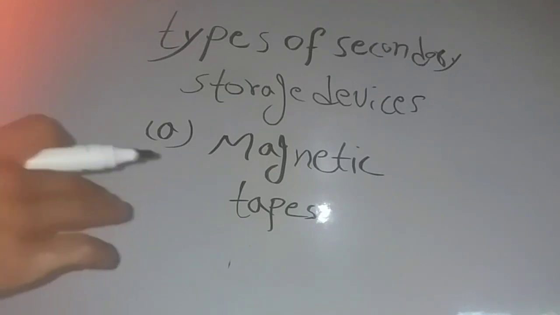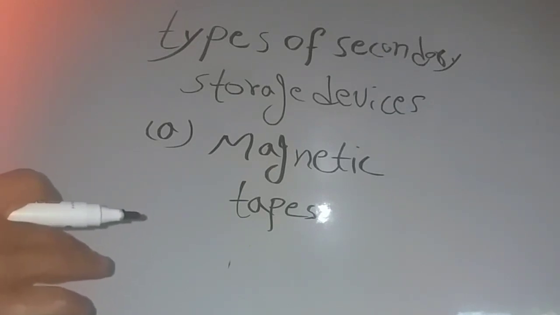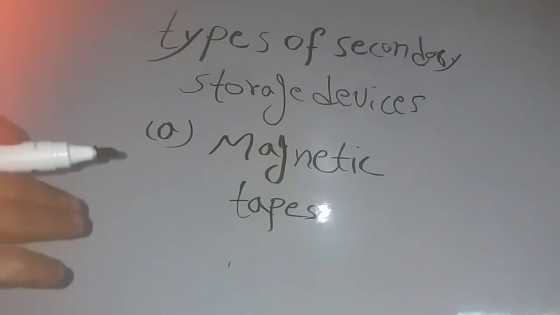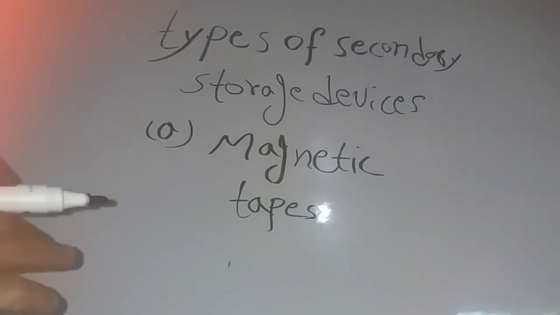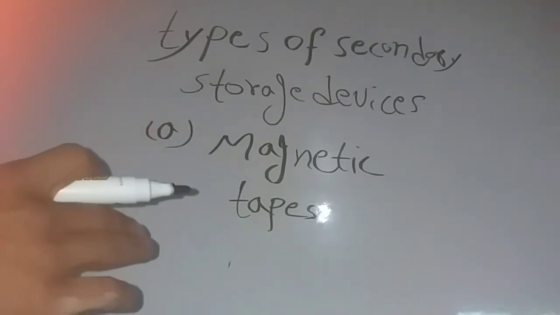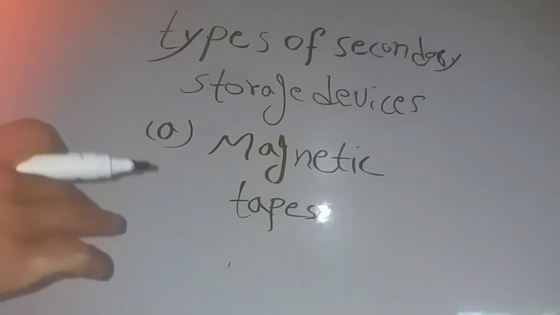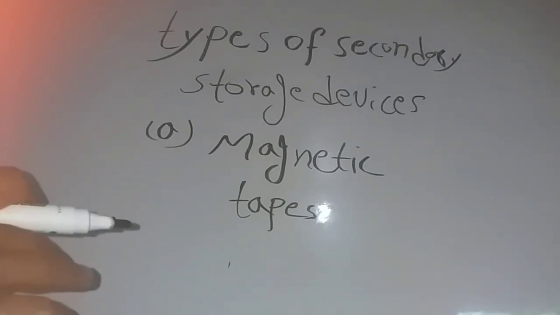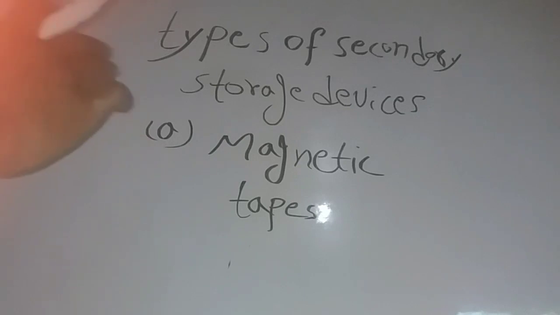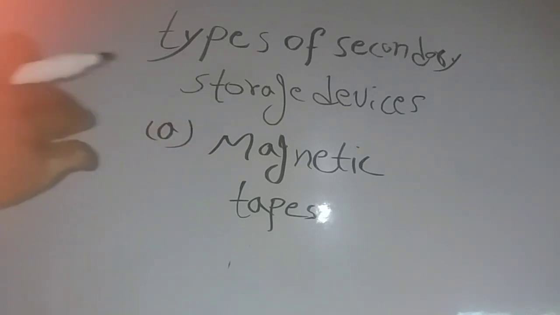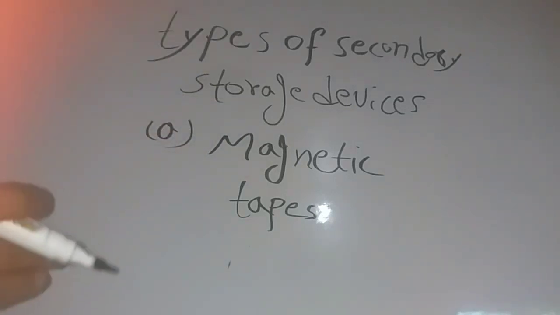Tapes are used for storing large amounts of data. Modern tape can store data up to 5 terabytes. It is used with microcomputers and mainframe computers for backup and archive. This is the magnetic tape type of secondary storage device.